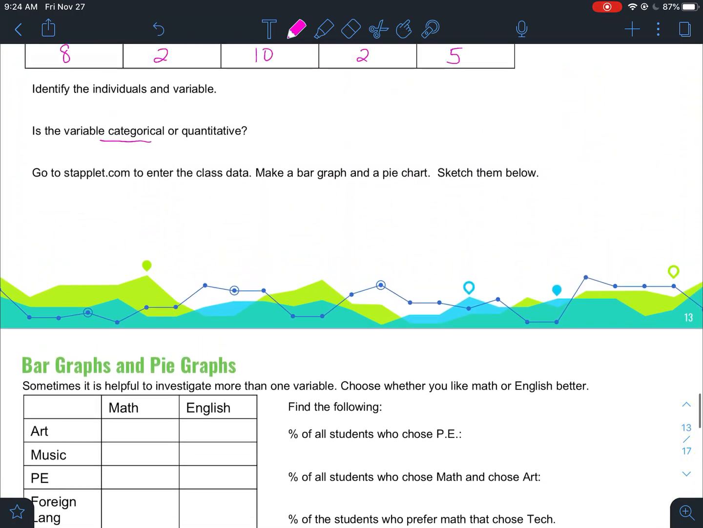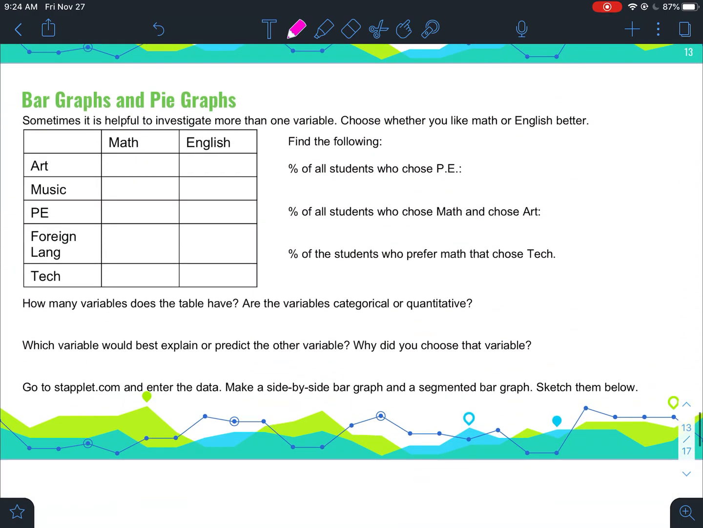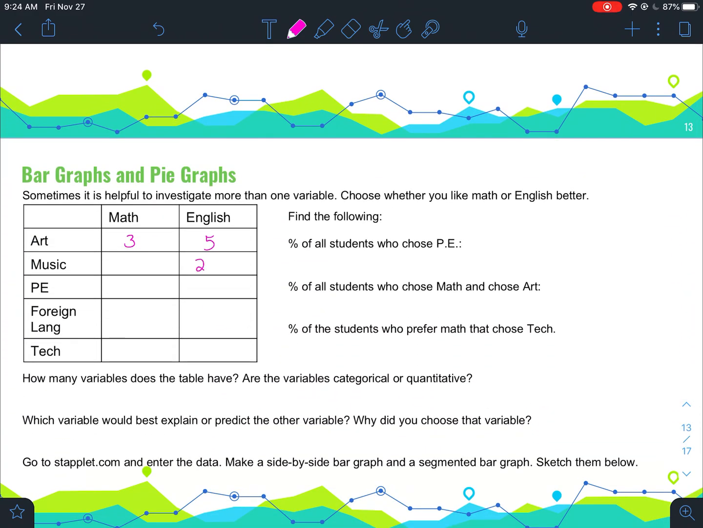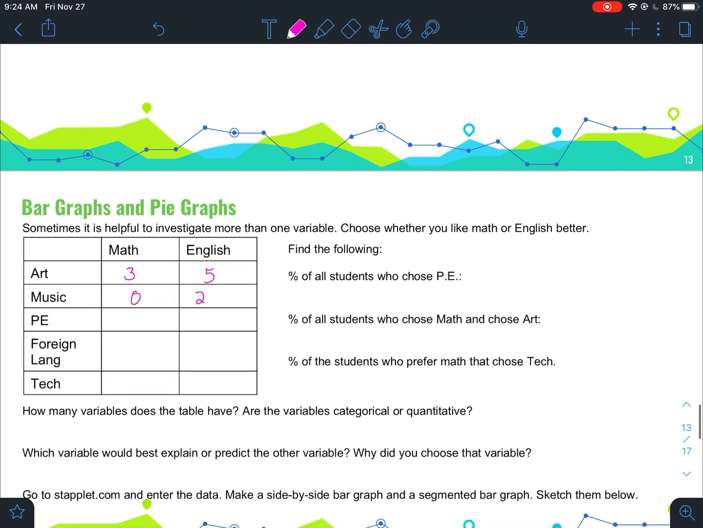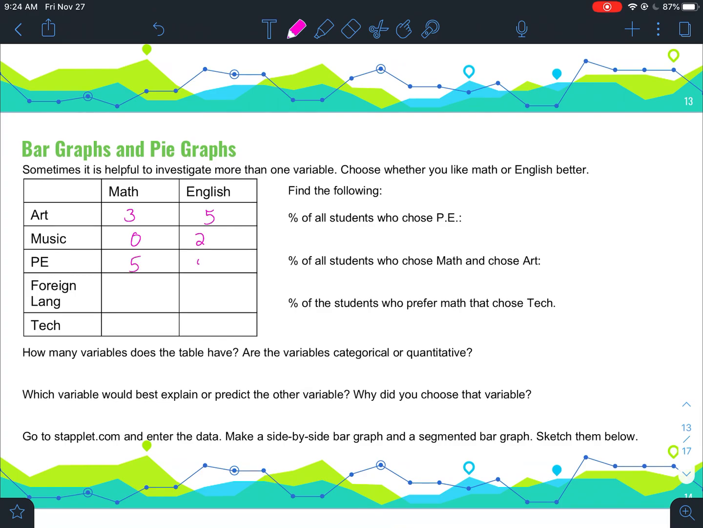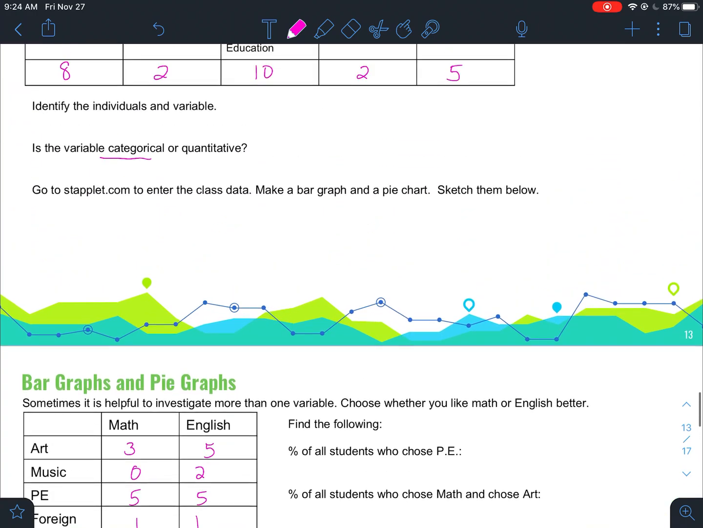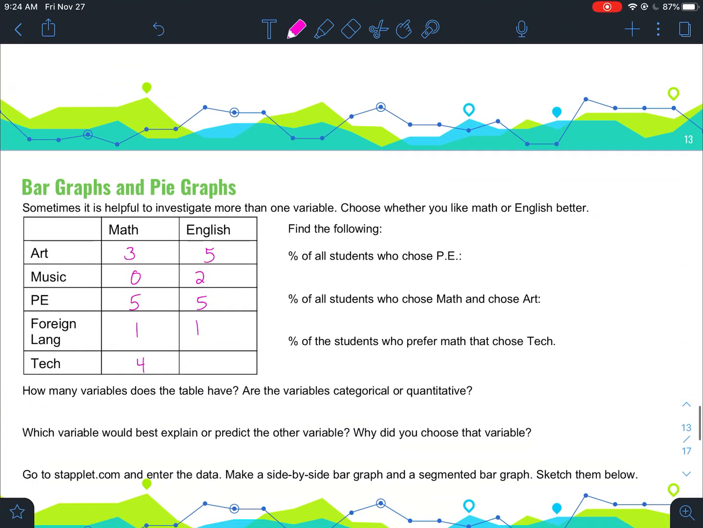So for those of you who said math was your favorite subject, how many people do we have for art? We would say that 5 people said English and 3 people said math were their favorite subject. And then for music, let's say 2 and 0. And then for PE, let's do 5 and 5, and then foreign language, we'll do 1 and 1. And then technology, let's do 4 and 1.